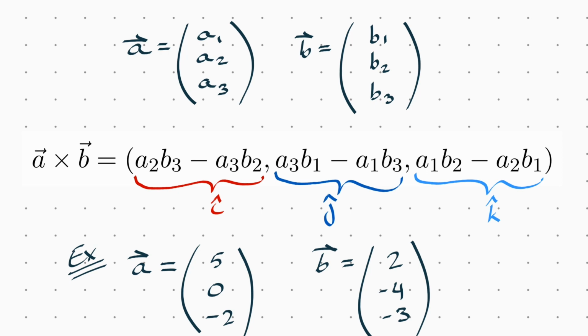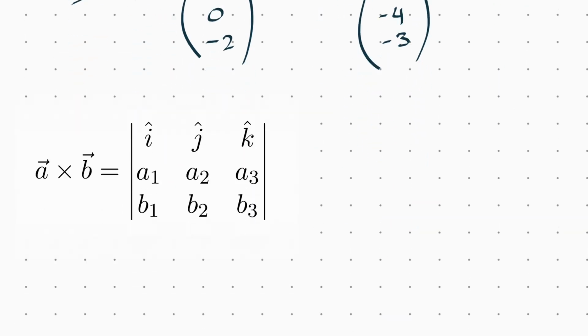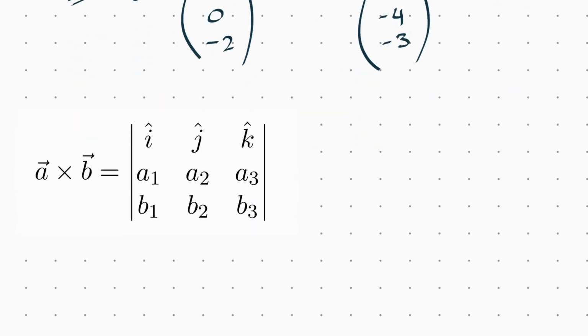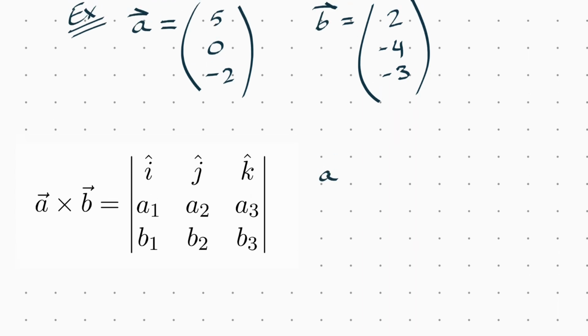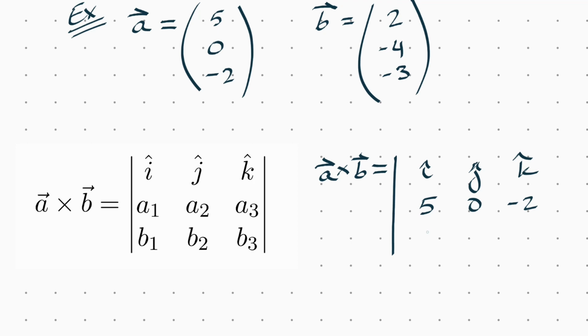The first thing that we're going to do in solving this problem is not use this formula. Instead, what I like to use is the matrix determinant method for solving the cross product. And so essentially, we're just going to take the determinant using this setup here. So those two vectors, A cross B, are equal to this determinant: I hat, J hat, K hat always go on the top row. And then we do the A vector components, 5, 0, negative 2, B vector components 2, negative 4, negative 3.